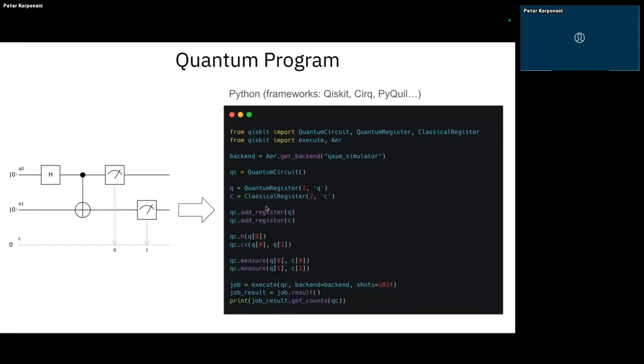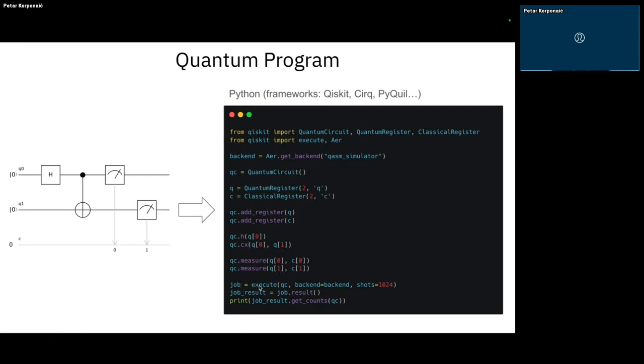If you look at this Python code, you will see a very similar structure. We import some functions. Then we define a quantum circuit. We add a 2-qubit quantum register. We add a 2-bit classical register and add that to the circuit. We execute a Hadamard gate. We execute a CNOT gate between qubit 0 and qubit 1. Then we measure qubit 0 into classical register 0 and so on.